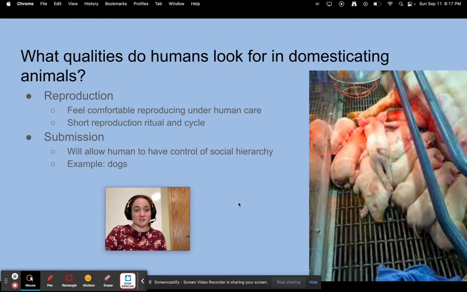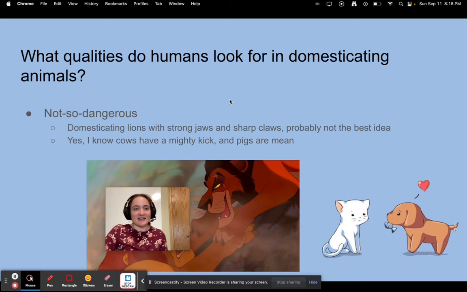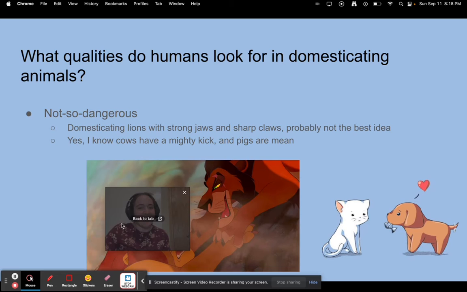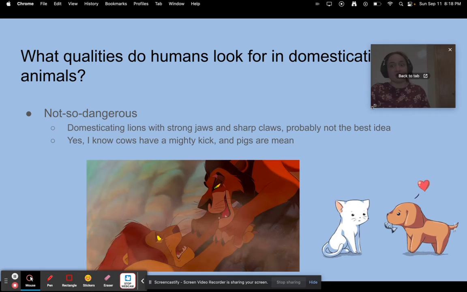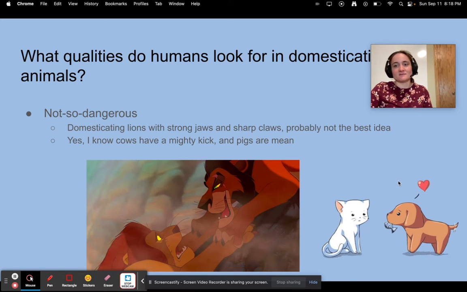Another quality is reproduction. The animal has to feel comfortable reproducing under human care. I know that doesn't seem like a big deal, but it really is if you think about zoos and stuff. They also have to have a short reproduction ritual and cycle, like pigs. The next quality would be submission. These animals need to allow humans to have control of their social hierarchy as well. For example, dogs. And the last quality is that they're not so dangerous. So domesticating lions with strong jaws and sharp claws is probably not the best idea. And yes, I know that cows can kick very hard and pigs can be very, very mean, but they don't have crazy razor sharp claws.